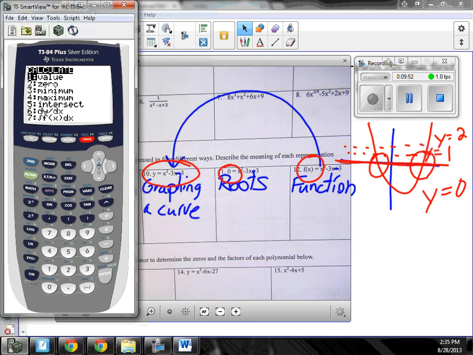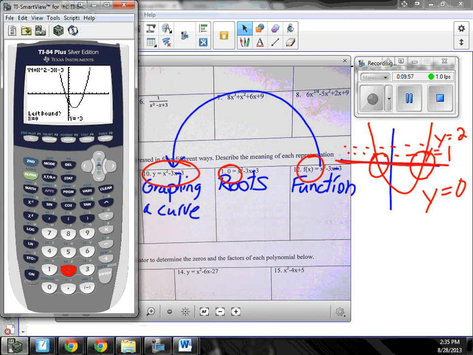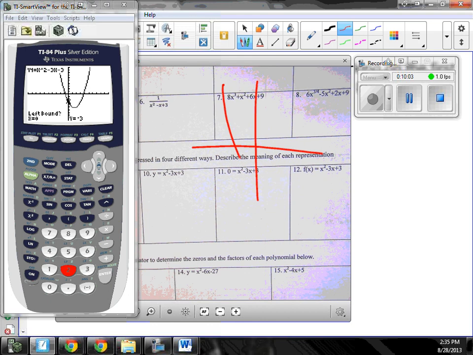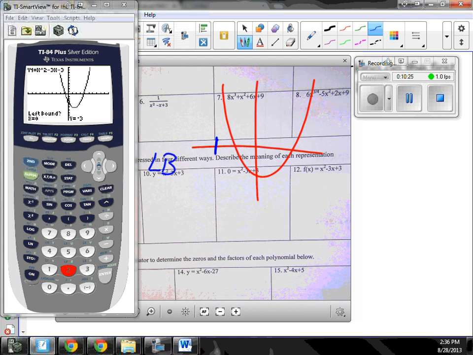So I push number 2, and it's going to ask me left bound. What does that mean? So if I have my graph here, and it wants my left bound, it's asking you to pick some x value to the left of the root you're trying to find. It doesn't matter what root you find first. So if we focus in on the left root, I want to pick some number to the left of that root. So the root appears to be -1, so I'm going to type in -3.